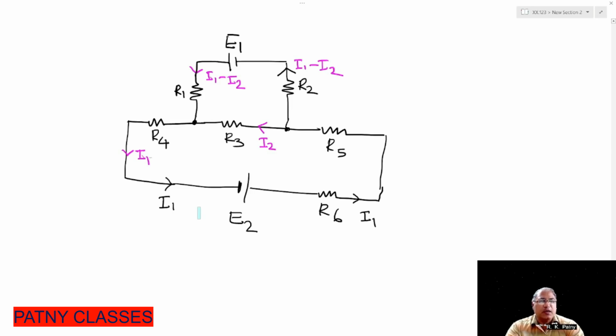Whenever we apply Kirchhoff's voltage law, first of all we have to decide the closed loop in a given network. This is a given network. In this network there are many closed loops, so we have to select them. For example, this is one closed loop. Now what is another closed loop? Another closed loop is this one.